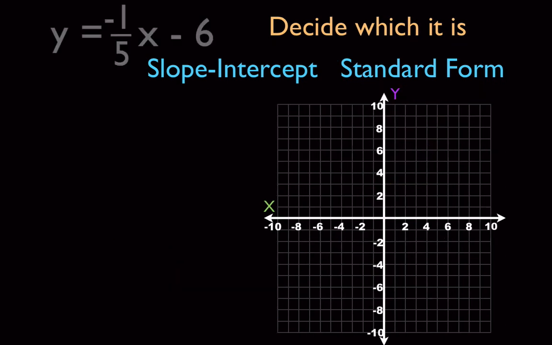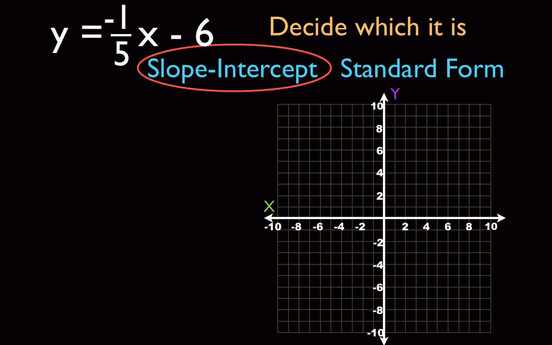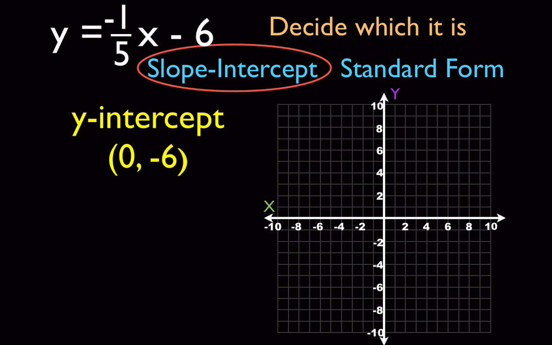Okay, another example for you. Decide if it's slope-intercept or standard form. Okay, it is slope-intercept form. Why? Because of the y by itself. Determine the y-intercept by this problem. The y-intercept is negative 6. Remember, we look to the right of the x. Plot that point on the graph right there.